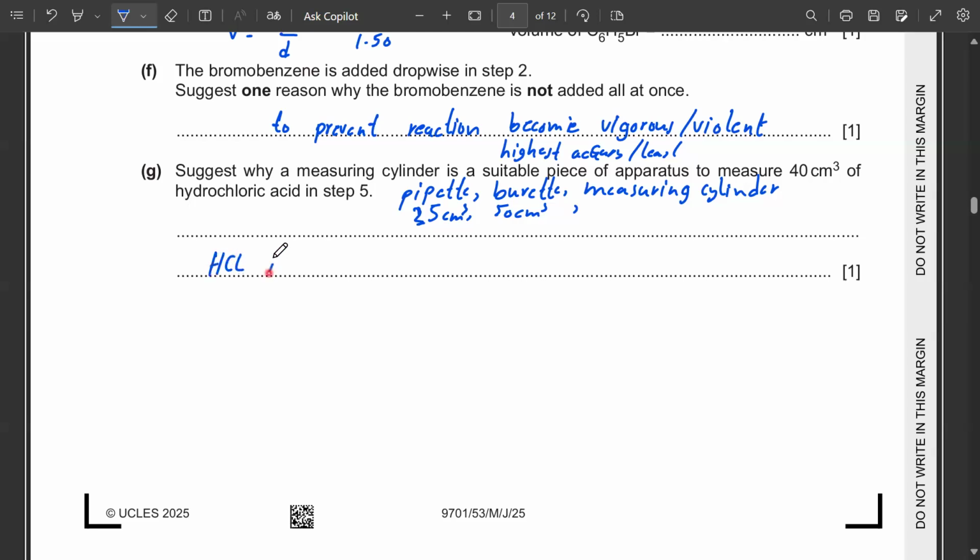HCl is in excess. Okay, how do you know? Because a less accurate apparatus is used. That's why.